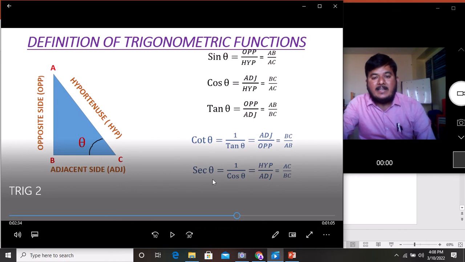Similarly, secant theta is equal to what? It is the reciprocal of cos theta. So 1 over cos theta is secant theta. You already defined cos theta as adjacent by hypotenuse. By reversing this, secant theta can be written as hypotenuse by adjacent. The hypotenuse will be AC and the adjacent will be BC. Okay, like this you can write it.